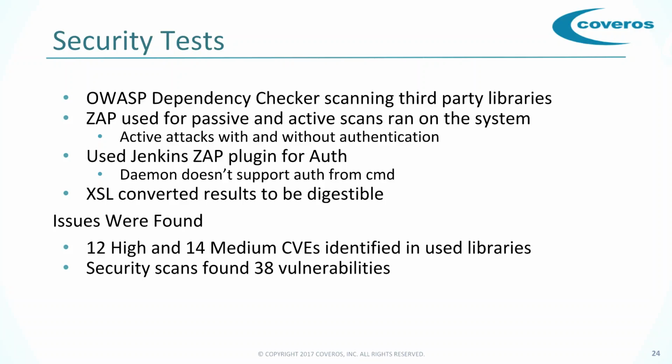All these security tests, we did actually find issues. We found 12 high, 14 medium CVEs based on the libraries that we were using. These were our JavaScript libraries. These were our PHP libraries. Our security standards also came up with 38 vulnerabilities. They ranged from all sorts of things like misconfigured headers, to naming variables inappropriately, to passing things inappropriately, to potentially not hashed data.